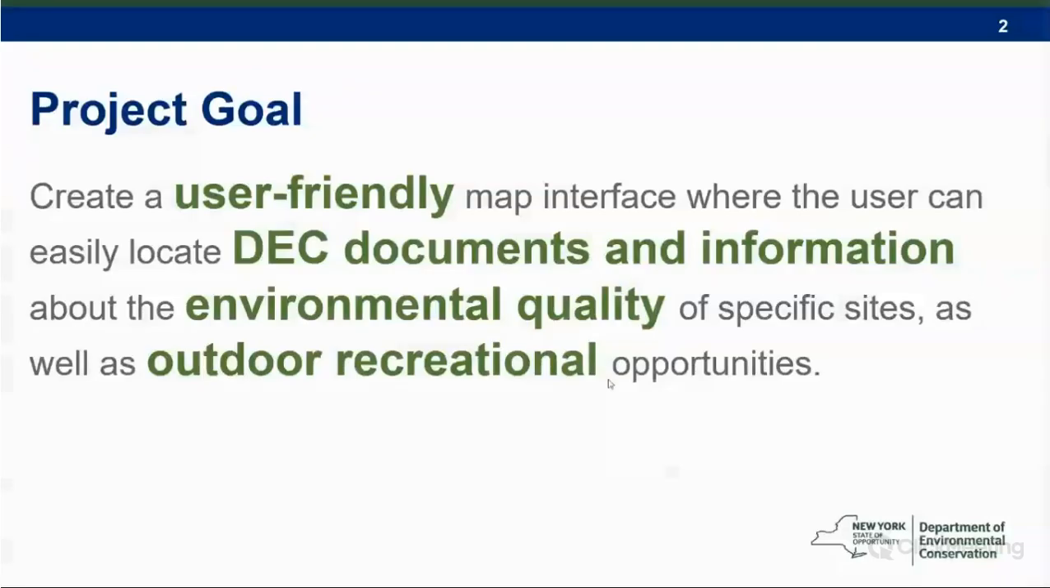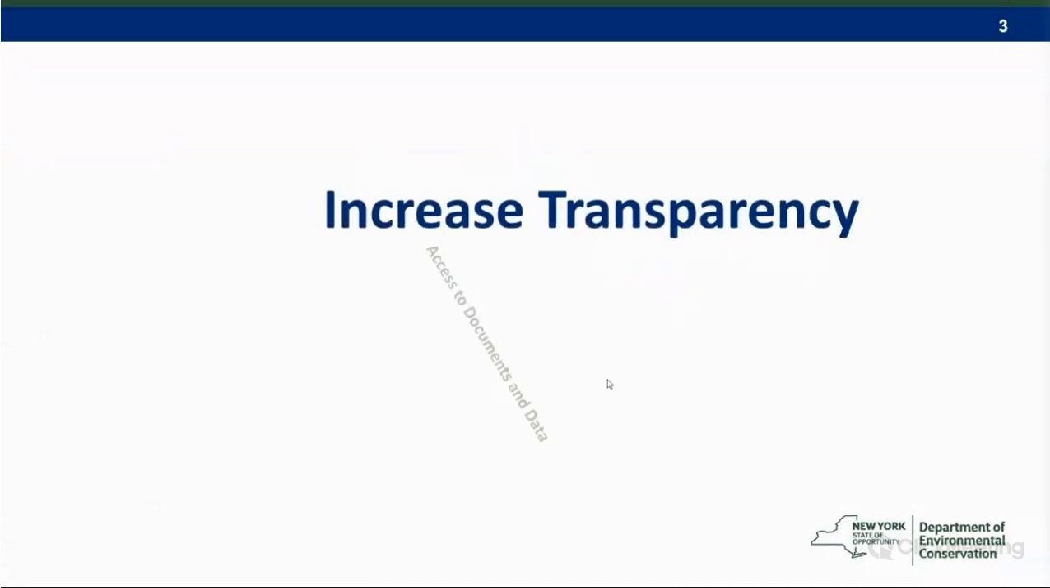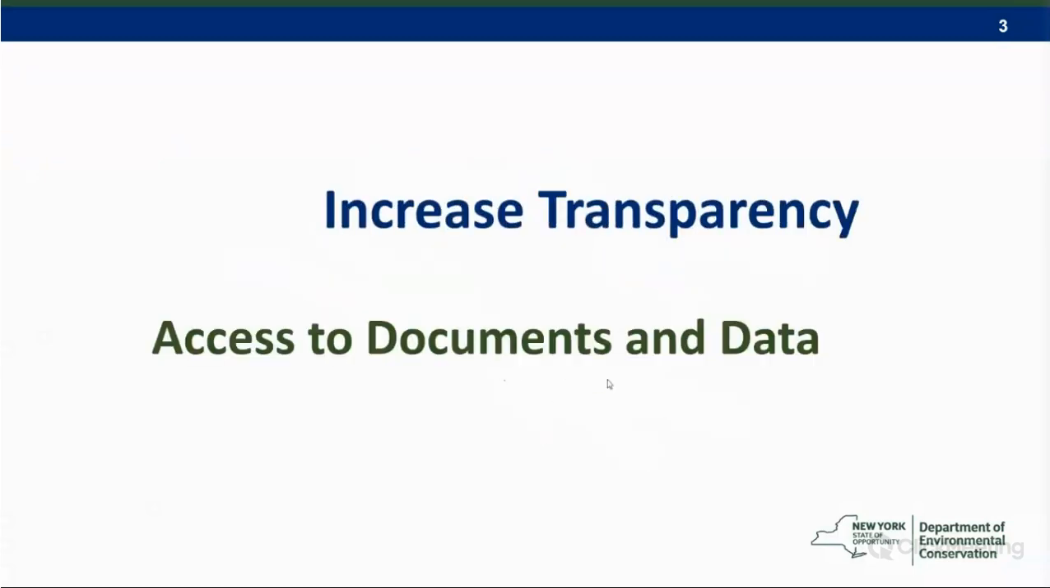Information. We started off with an environmental quality focus. That's one side of our agency. And the other side of our agency, which is the outdoor recreation opportunities, that was the other side of the house that also wanted to be represented in this project. And what was really great was that our goal was to not only increase transparency, but make sure that access to documents and data happens.